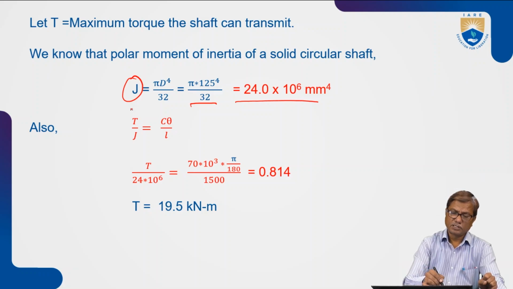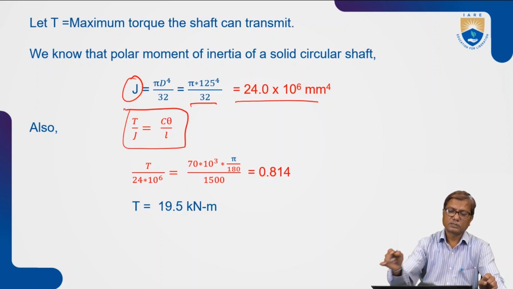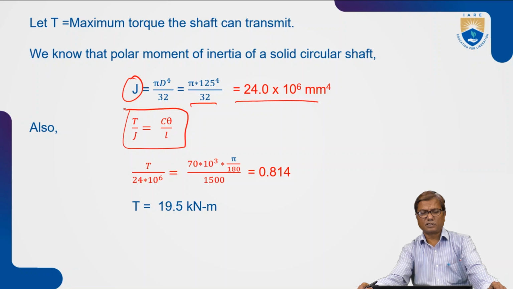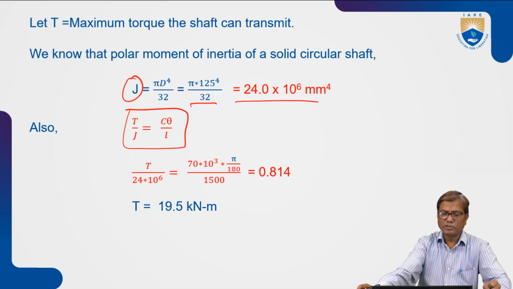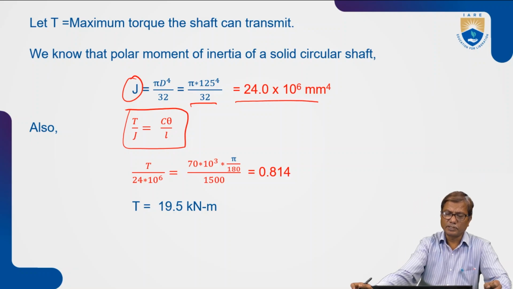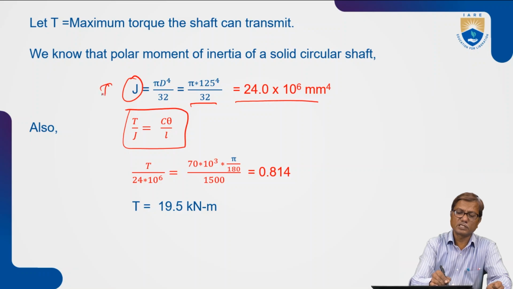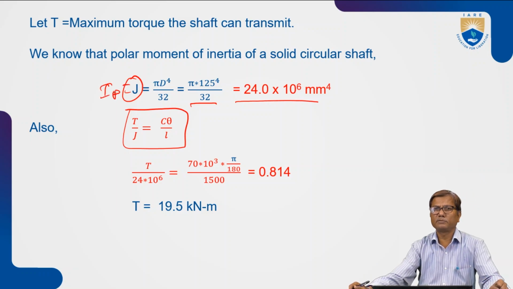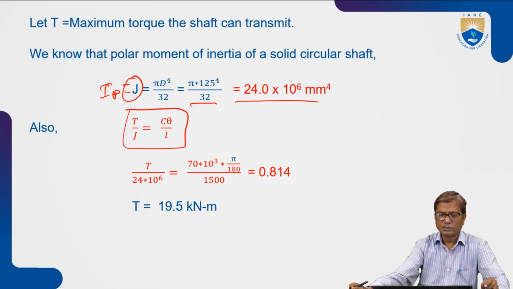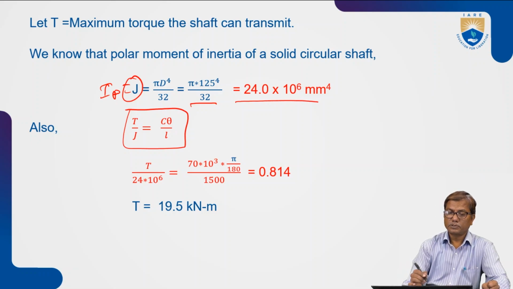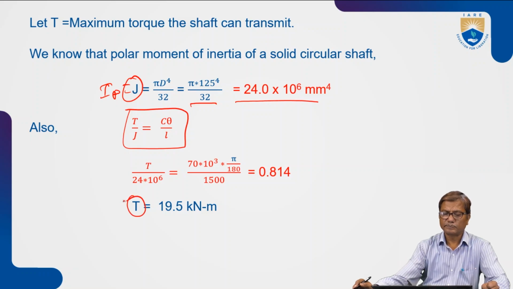As per the data given, we use the torsion equation, T by J. J is also represented as I suffix P, the polar moment of inertia. T by J equal to C theta by L. So substituting the values, we will find the torque T.